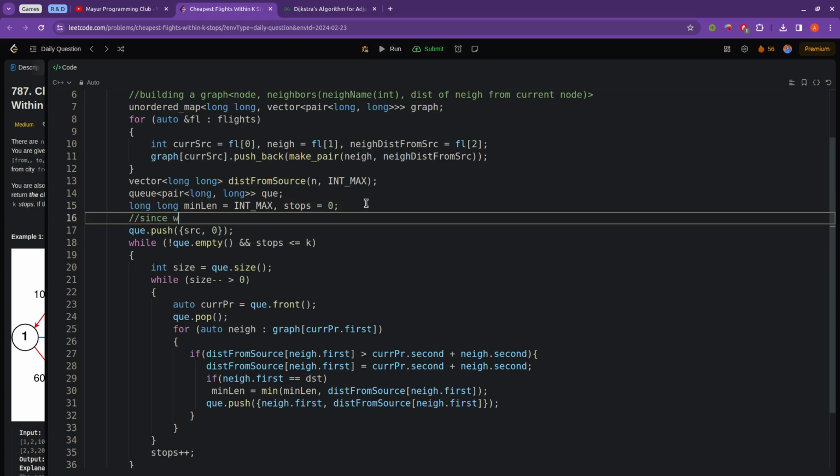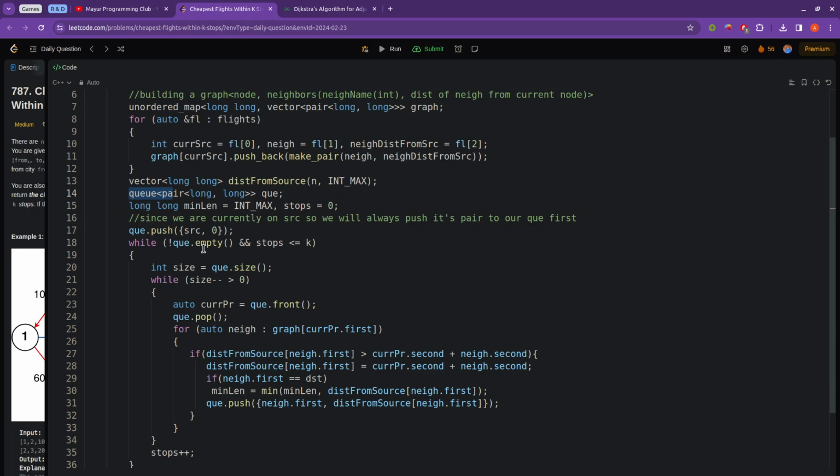Since we are currently on source, we will always push its pair to our queue first. Now you may be a little bit confused about why we are not using a priority queue here. The reason is that we have to take care of this factor, stops. In order to do so, we are using a simple queue here that will do the work instead of using a priority queue min heap. So let's see how we'll be approaching further.